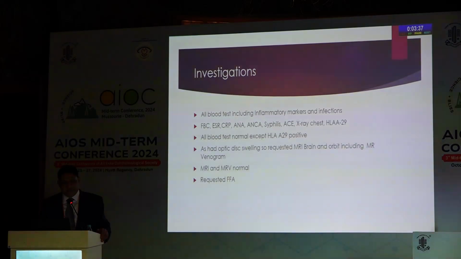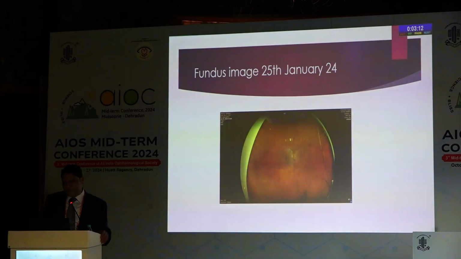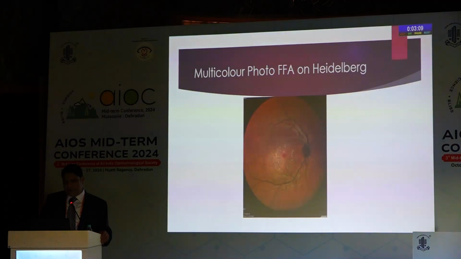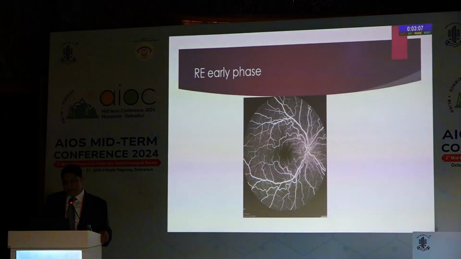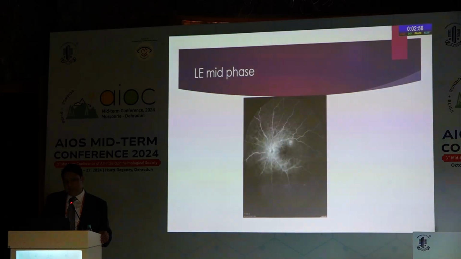So we got all the investigations, all the immunological markers, viral and syphilis tests, and HLA-A29. All came back negative except the HLA-A29, which was positive. But we need to remember that 9 to 10% of the patients in a normal population also have HLA-A29 positive. And we had also requested an MRI with a venogram. So we requested an FFA. That's the fundus image on the 25th January 24 of the left eye. And then there's a multicolor picture from the Heidelberg. And as you see on the FFA, there's a vasculitis, but it's involving both arteries and veins. And that's the left eye, a similar picture.